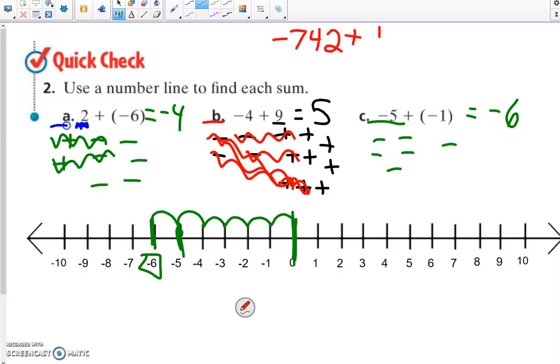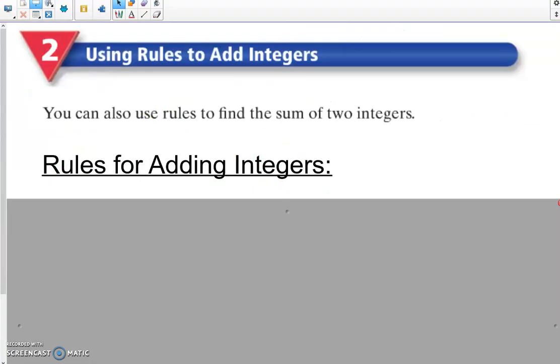-742 plus 1,912. Okay? I don't want to draw pictures. I don't want to draw 742 minus signs. I don't want to draw 1,912 plus signs and have a battle. I don't want to use a number line that goes that big. So it would be great to have a strategy. And that's what this is all about.